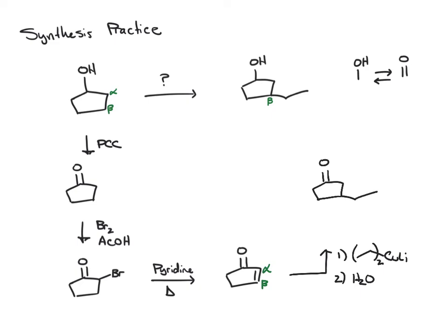We're almost done. We just want the alcohol as the product, and you can get from the ketone to the alcohol through a reduction. You could use LAH or sodium borohydride. I'll use sodium borohydride. And now we have the product.